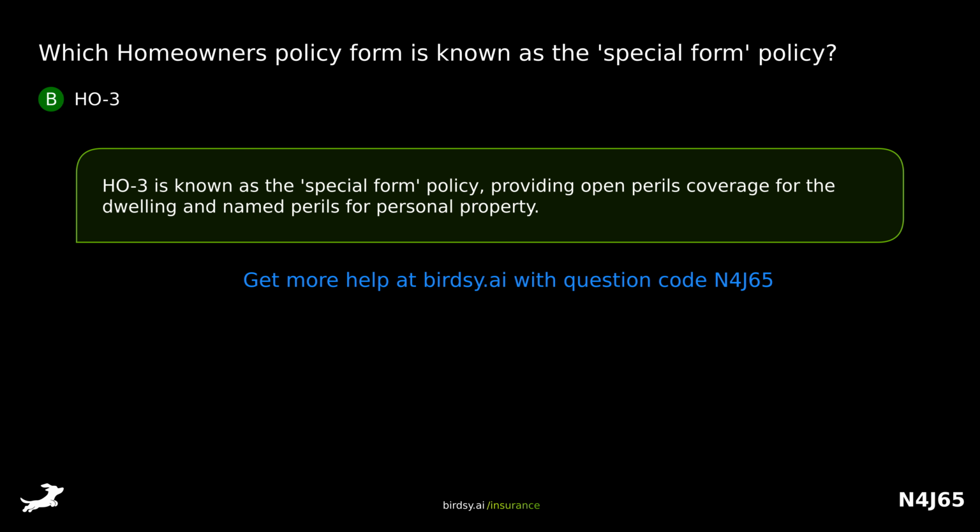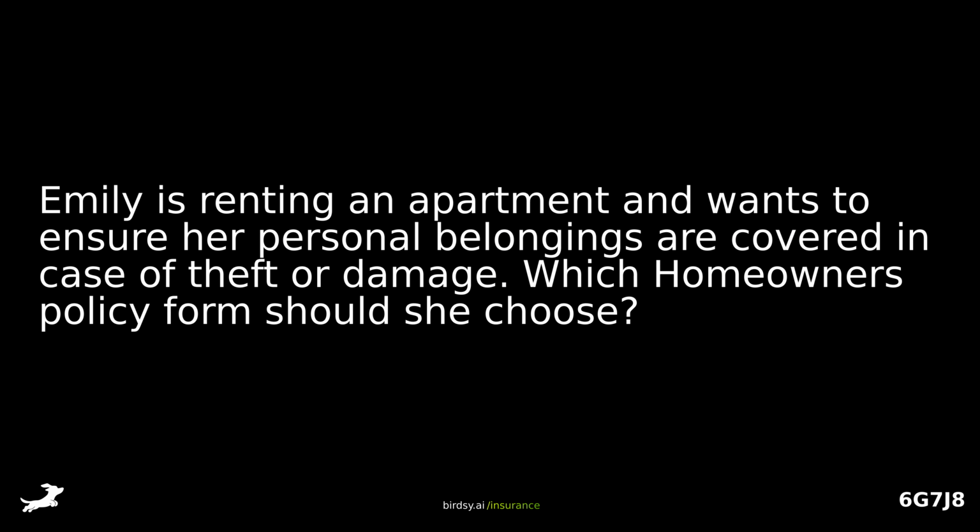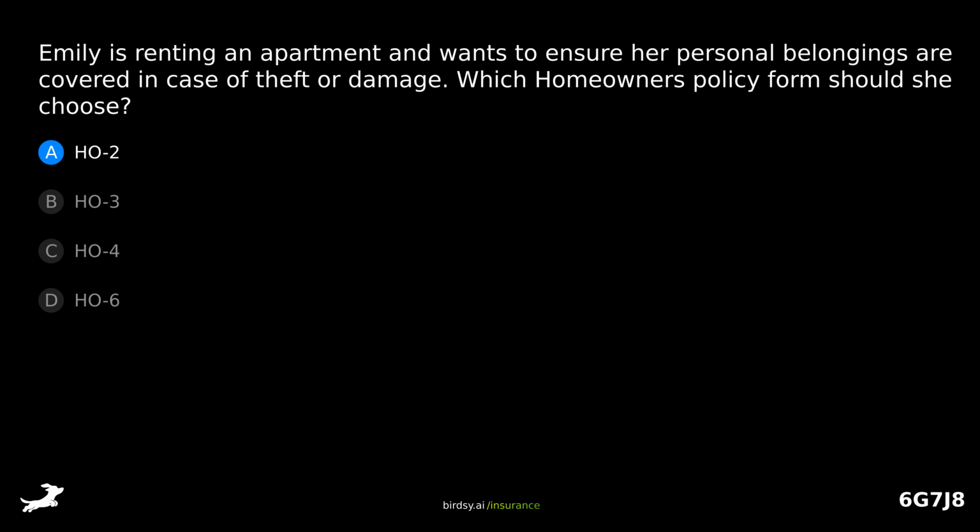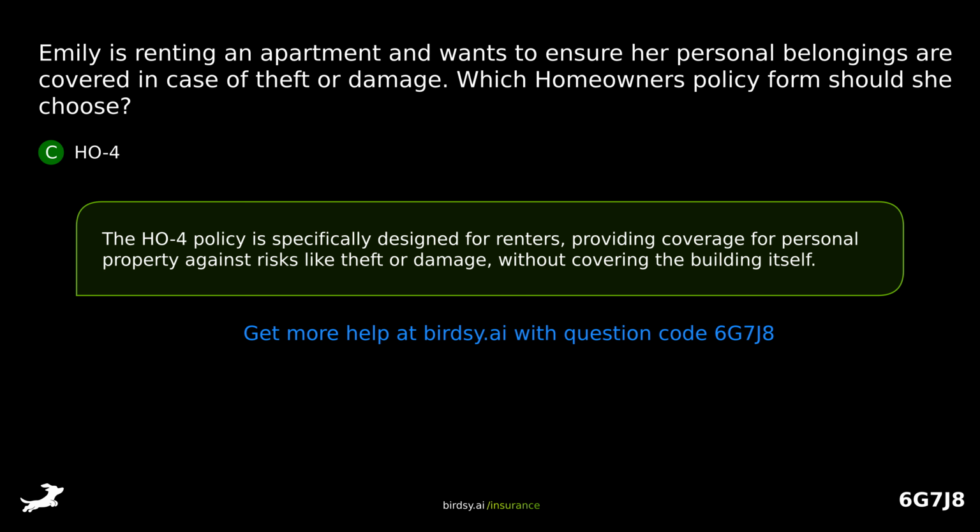for personal property. Emily is renting an apartment and wants to ensure her personal belongings are covered in case of theft or damage. Which homeowner's policy form should she choose? Is it A, Homeowners 2 policy, B, Homeowners 3 policy, C, Homeowners 4 policy, or D, Homeowners 6? The answer is C, Homeowners 4. The Homeowners 4 policy is specifically designed for renters, providing coverage for personal property against risks like theft or damage without covering the building itself.